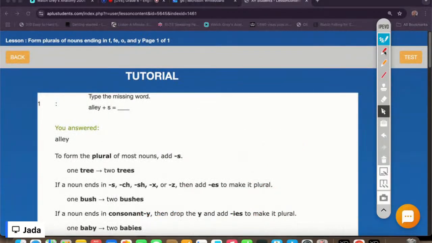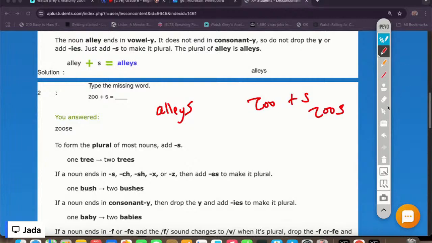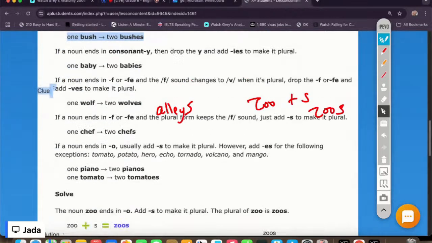So let's look at the examples. We have type the missing word. Ali plus s will have what? What are we going to have here? All you need to do is just add your s and it's in the plural. Then we have zoo plus s, we have what? Zoos, right? Okay.